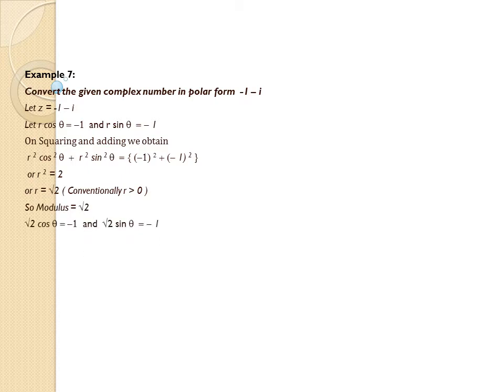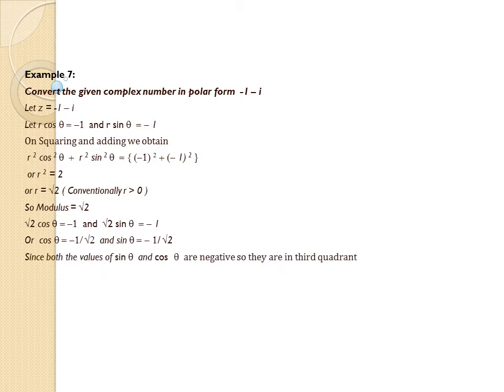Again, if we put r in the above expression, r cos theta equal to -1, so root 2 cos theta equal to -1, and root 2 sin theta equal to -1. So cos theta equal to -1 by root 2 and sin theta equal to -1 by root 2. Here also both cos theta and sin theta have a negative sign, so it is in the third quadrant. So argument equal to minus of pi minus pi by 4. So that is equal to minus 3 pi by 4.